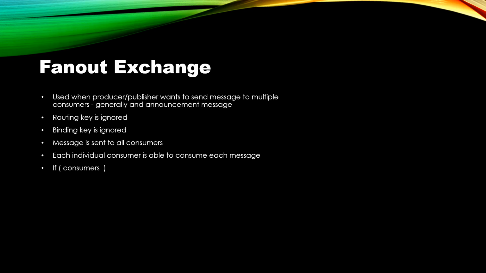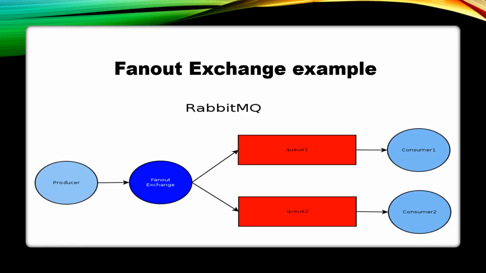So going on, the first one we're going to talk about is the fan-out exchange. The fan-out exchange is generally going to be an announcement. The producer or publisher wants to send a message to multiple consumers, and the routing key as well as the binding key are ignored. So if there's a consumer, then the message is sent to them. Each individual consumer is able to consume that message. And here's a little diagram that shows how it works.